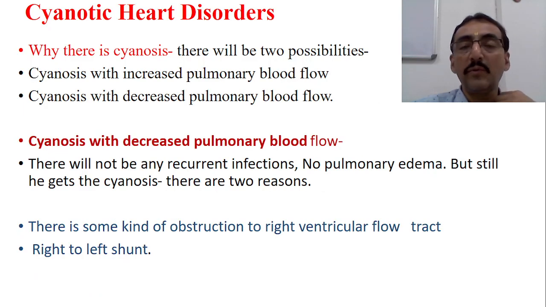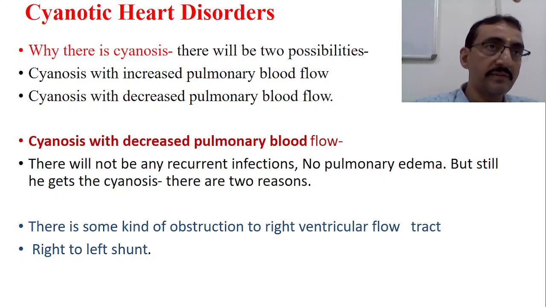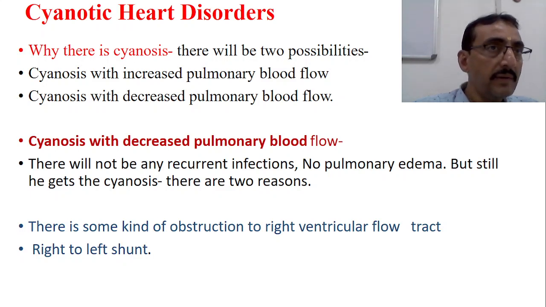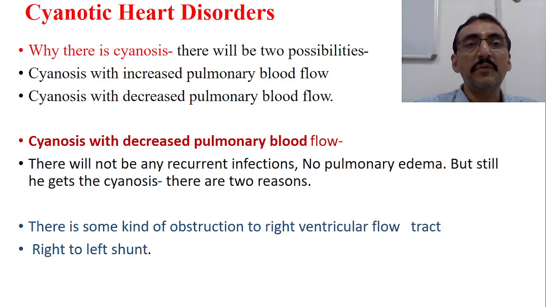So that is again cyanotic heart disorders. In the last class, we discussed some of the basic parts, like how to differentiate between the breath holding spell and the central cyanosis of the cardiac disorders, and how to differentiate from the respiratory problems leading to cyanosis, etc. And today we will again go for the clinical aspects of cyanotic heart disorders.